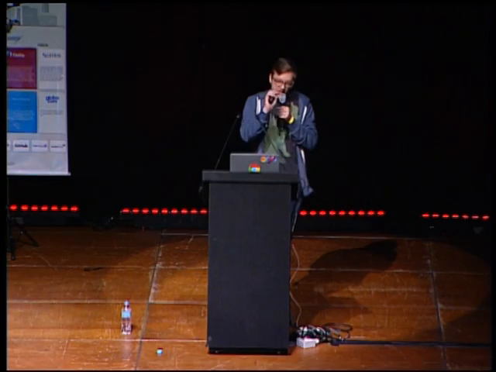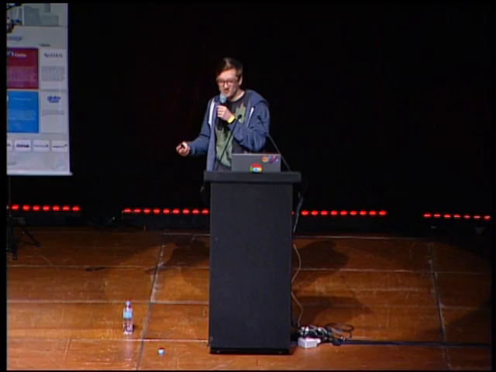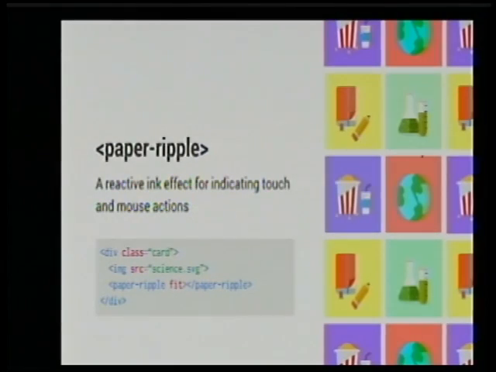And this explosive ink effect is so prominent in material design that we made it into its own element. So if you want just that kind of cool ink effect, you can drop a paper ripple tag into your application. You can put this inside of anything you want. I've just got it inside of a div here with an image. And now anytime the user clicks on or taps on one of these squares, it's going to do this cool paper ripple effect.